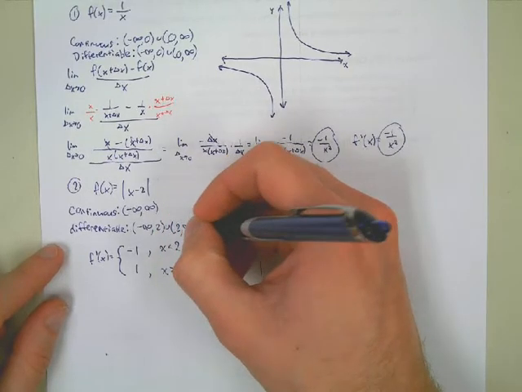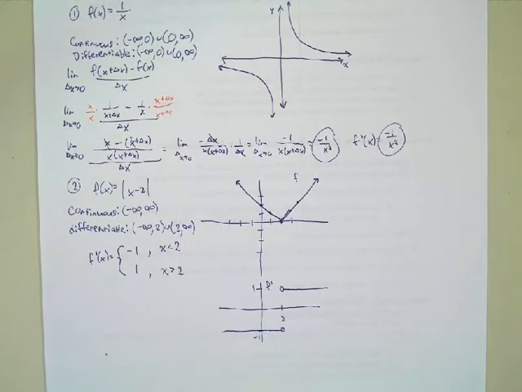Okay, we have a jump. Our slopes jump from -1 up to +1. Sudden jump. Okay, so not differentiable.